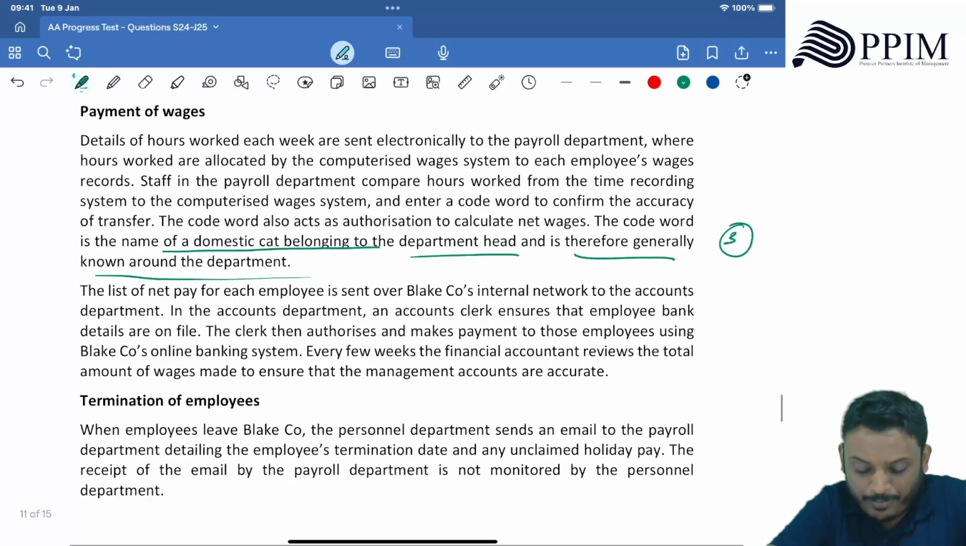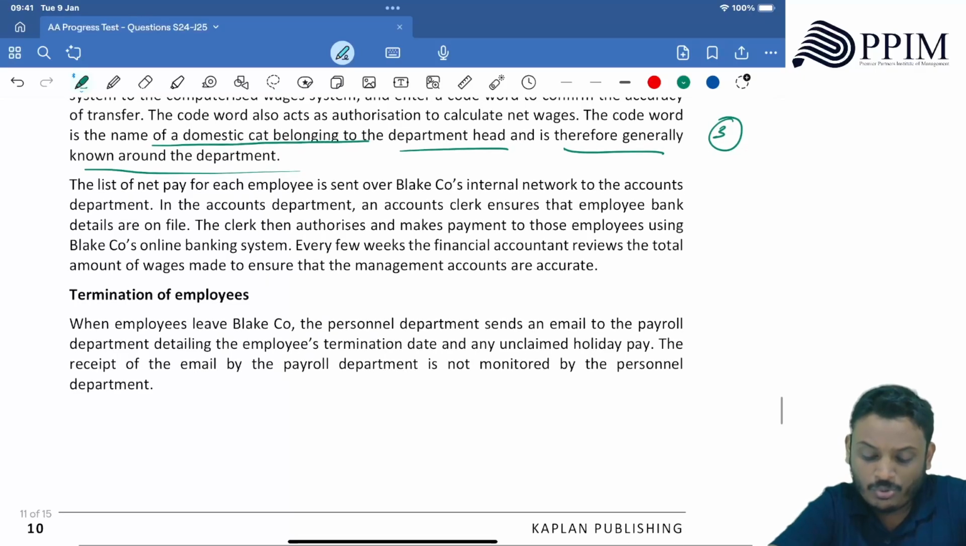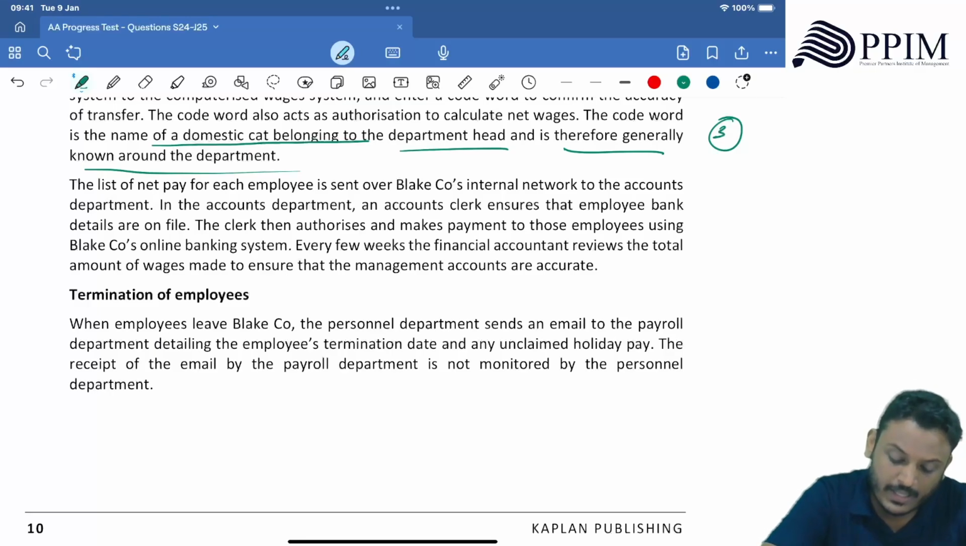The list of net pay of each employee is sent via Blake's internal network to the accounts department. The accounts clerk ensures that employee bank details are on file. The clerk then authorizes and makes payment to those employees using Blake's online banking system. Every few weeks, the financial accountant reviews the total amount of wages paid to ensure the management accounts are accurate.